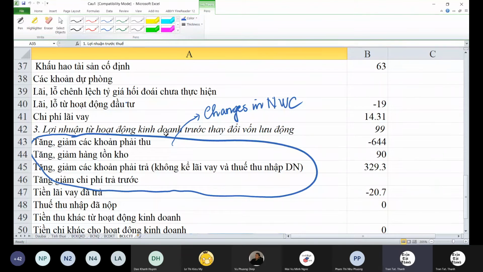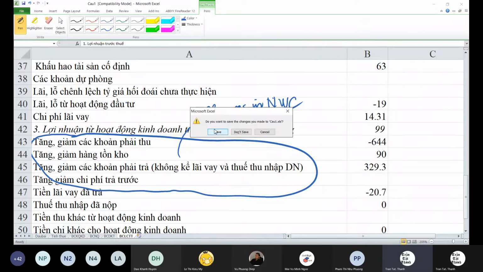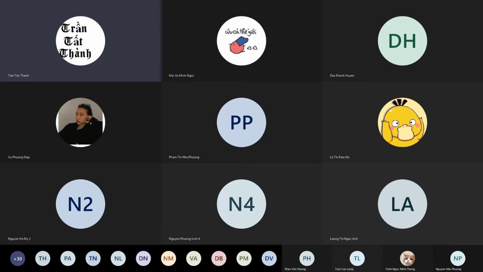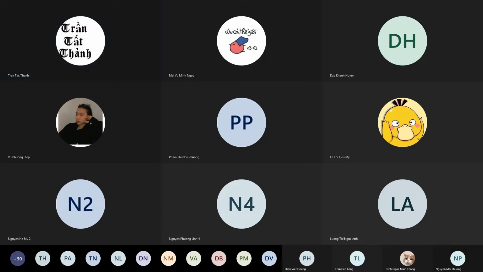Then you have to consider the increase or decrease in accounts receivable, inventory, accounts payable, and other things. That is the Vietnamese form. So let me open the English form so you can see it better. Here.